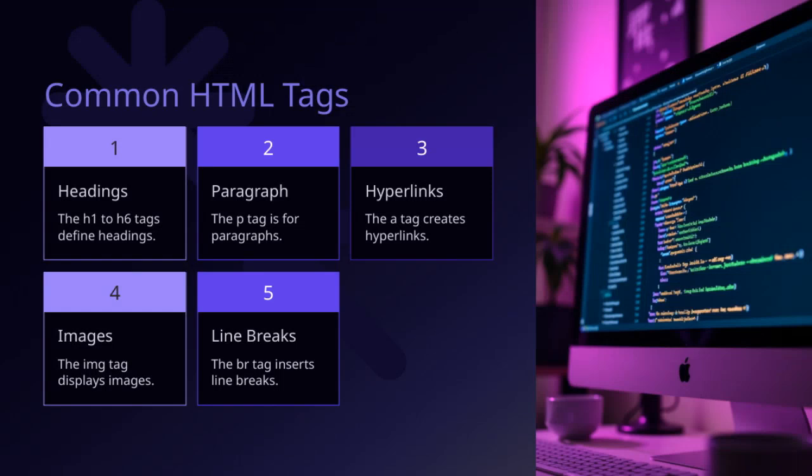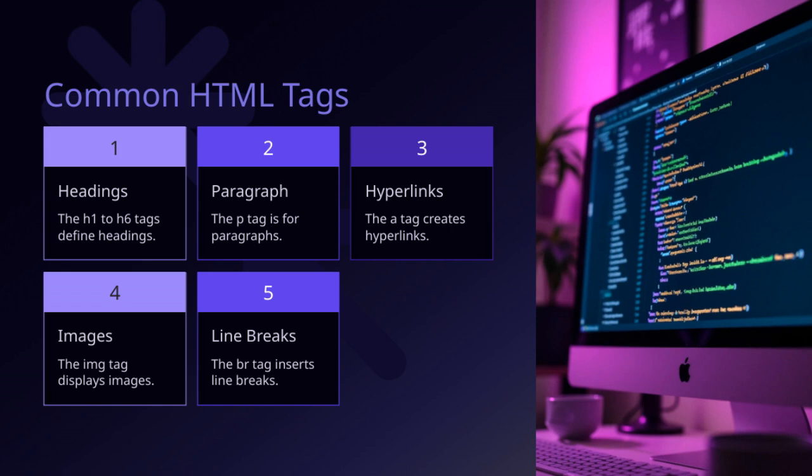Now, let's take a closer look at some of the most common HTML tags that you'll encounter. First, the a tag. This is what creates hyperlinks, allowing you to connect different pages or resources on the web. Hyperlinks are essential for navigation and interconnectivity online. Next, we have the BR tag, which inserts line breaks. Think of it as hitting enter to start a new line within your content, helping to organize and structure your text clearly.